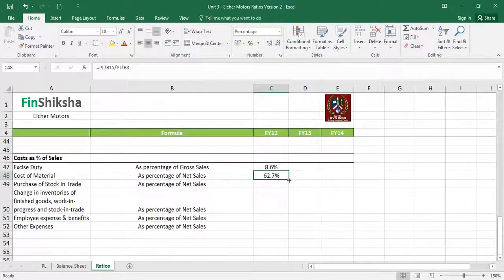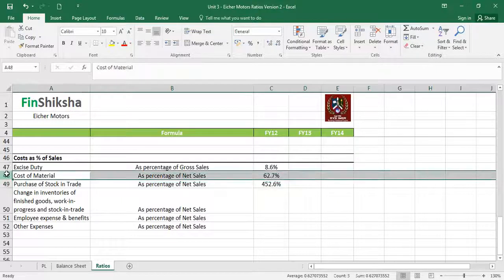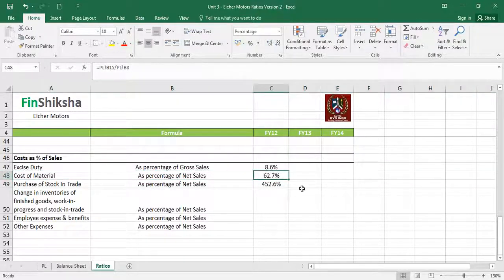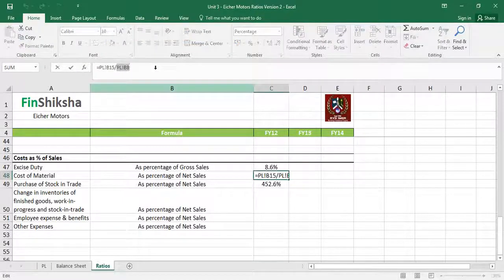But if I drag this down, it will give me an incorrect estimate because here I am dividing by P&L B8, and here I am dividing by P&L B9. So I want to freeze the row of the sales. When I'm dividing, I want to freeze the row. But when I drag it on the right side, I also want it to change to C, so I don't want to freeze the column. So in this equation, I'm going to press F4 twice.